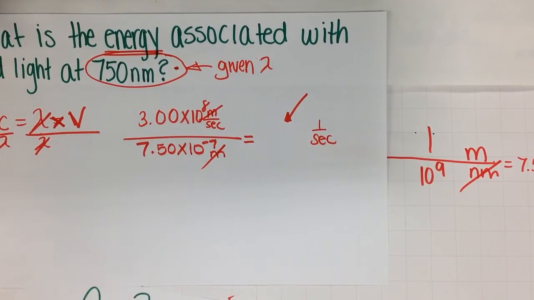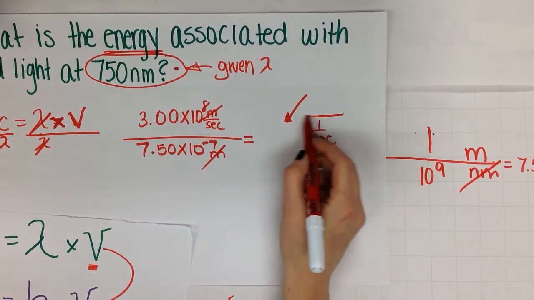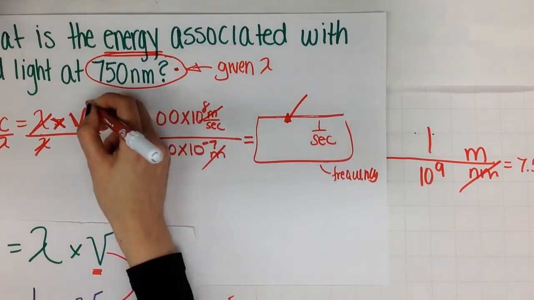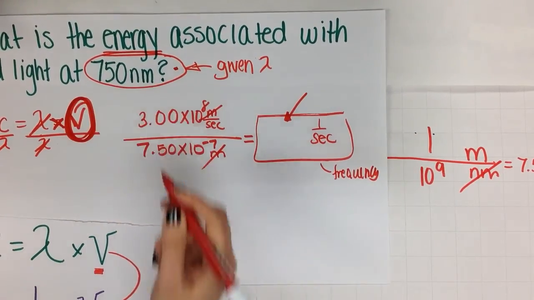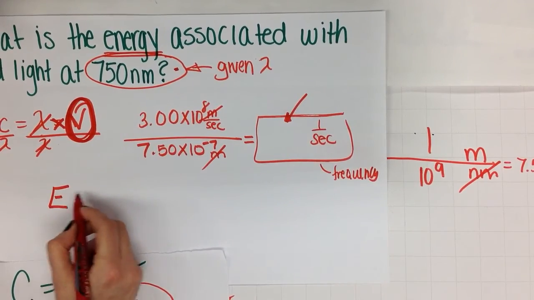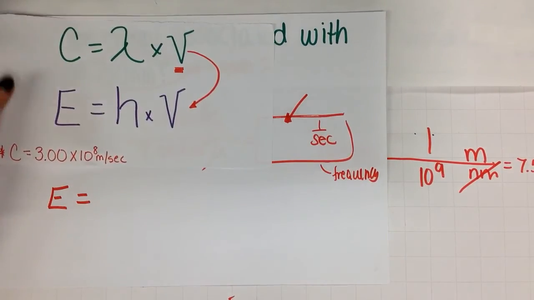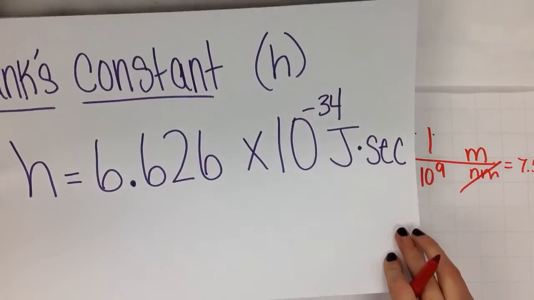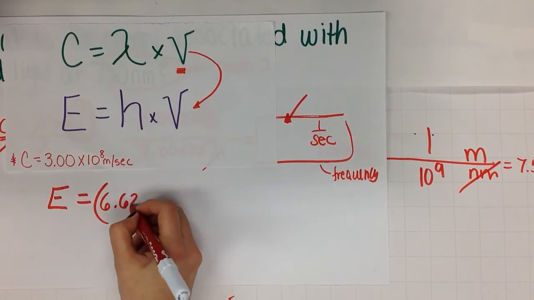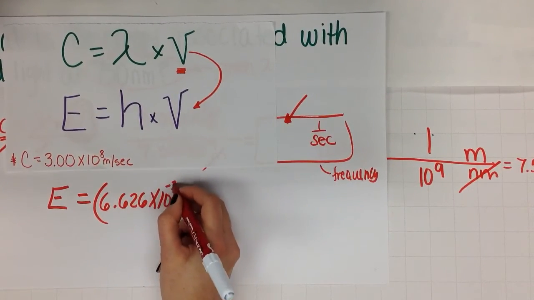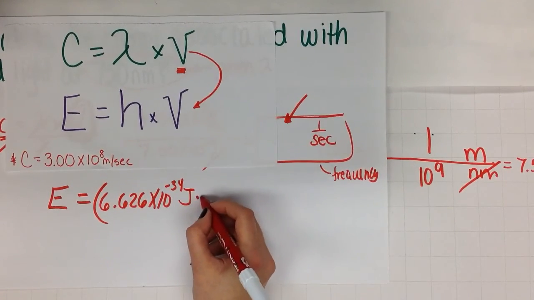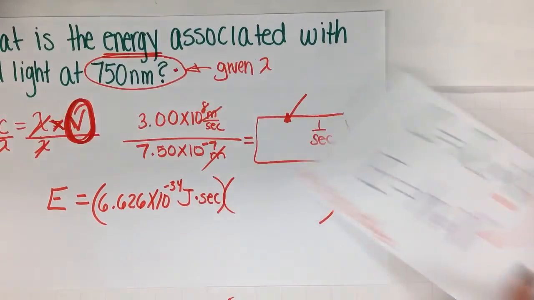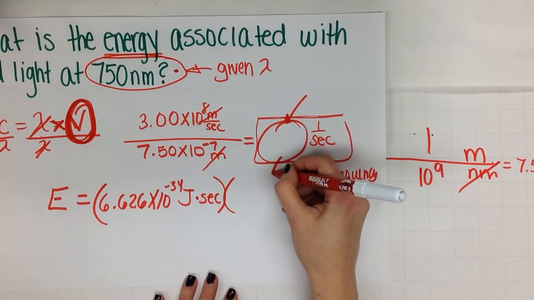Okay? All right, next. This answer is my frequency. Remember, I solved for ν. I now can take that and plug it into my energy equation. Remember, my energy is h times ν, where h is Planck's constant, so let's bring that back. Planck's constant, 6.626 times 10 to the negative 34th. Don't forget your units, joules times a second. All right, times that frequency you just calculated right here goes in right there.